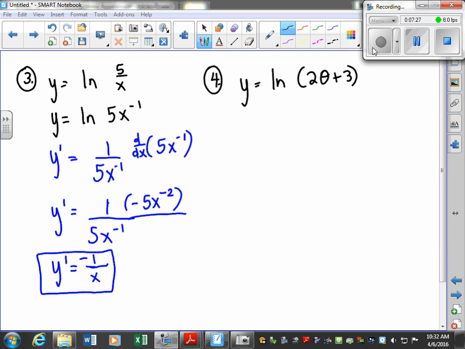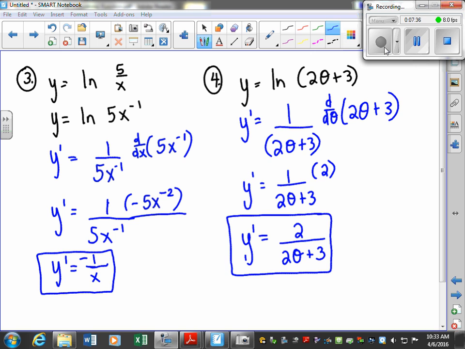Okay, y equals the natural log of 2 theta plus 3. I'm going to pause it. You go ahead and attempt it, and then I'll just show you your answer. Okay, when you do the derivative here, make sure you do d theta since our variable is theta here. Okay, the 2 does not simplify because it doesn't simplify with both terms, so this just simplifies to be our derivative.